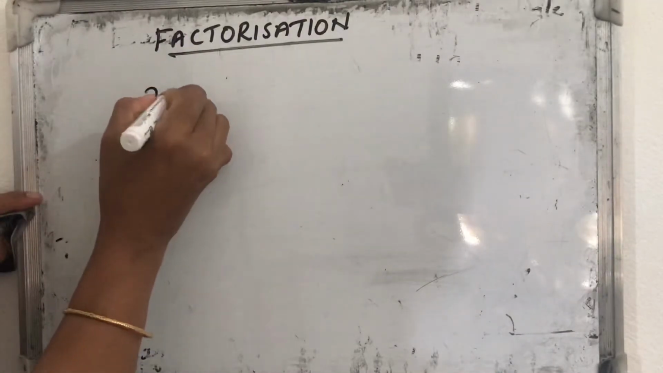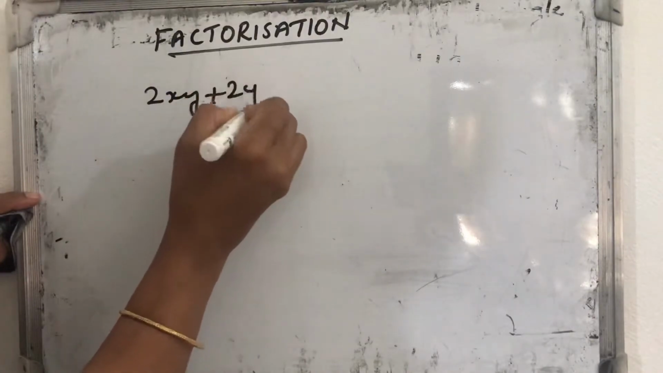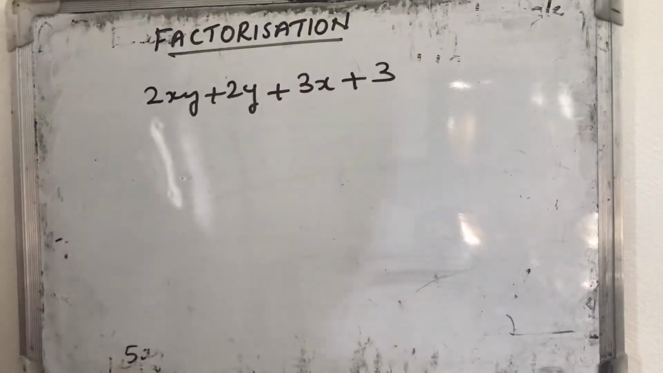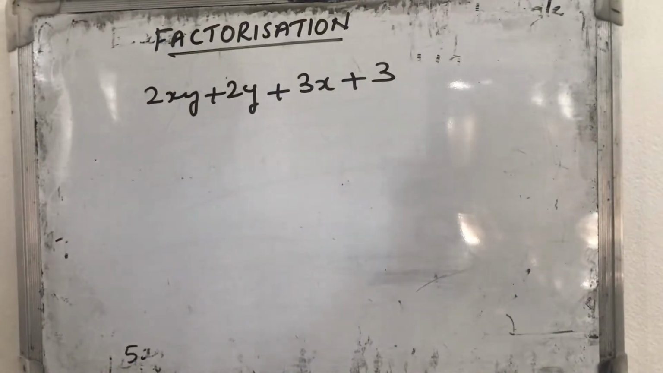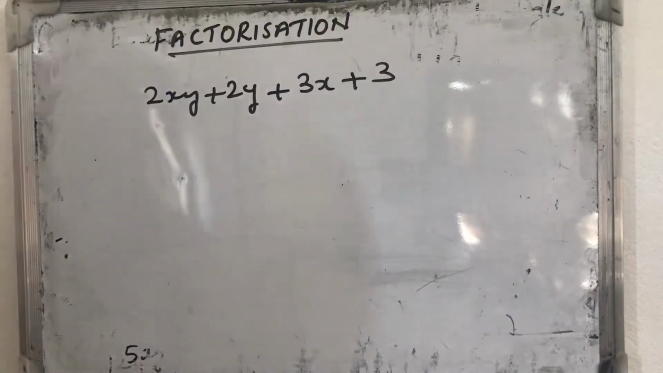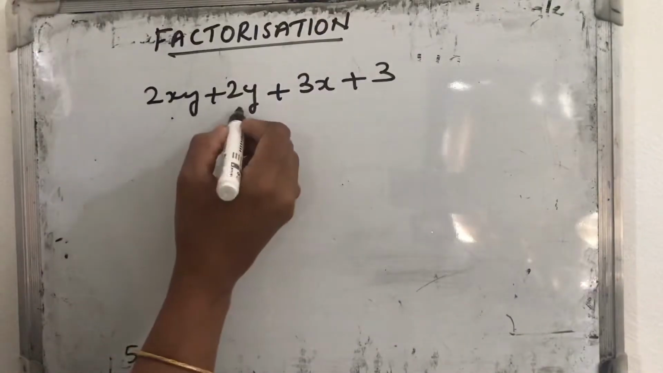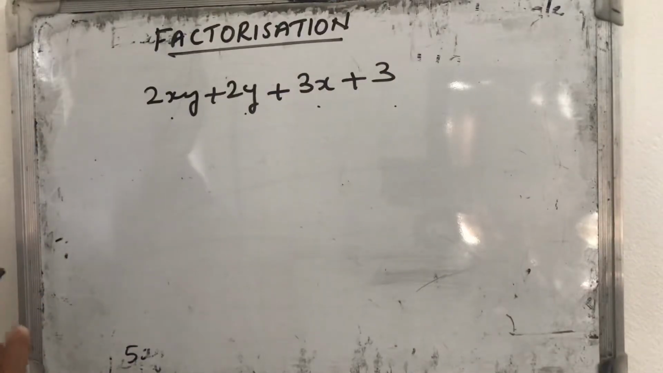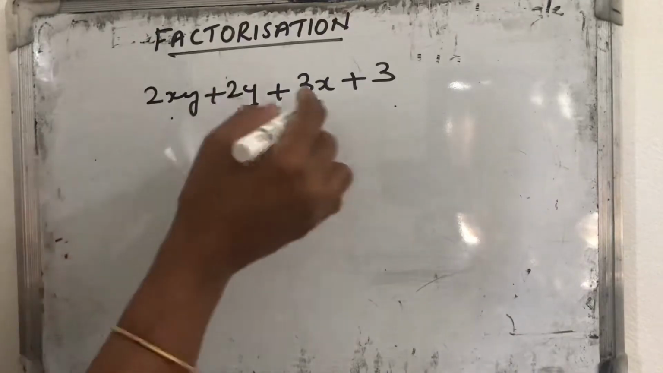2xy plus 2y plus 3x plus 3. Okay. Now can you find out any term, any factor as common in all these 4 terms? How many terms are in this given expression? 4 terms are there: 1, 2, 3, 4. Can you find out any factor as common in these 4? Not common in all 4 terms.